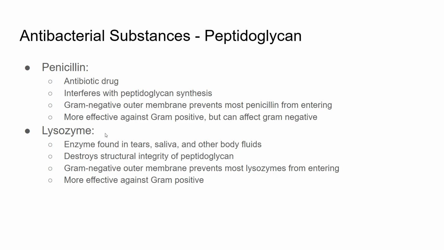Lysozymes are going to be an enzyme, a protein found in tears, saliva, and other bodily fluids. This destroys the structural integrity of peptidoglycan. So this means that gram-negative cells' outer membrane prevents the lysozyme from entering, meaning this is more effective against gram-positive. So in both of these cases, being gram-positive makes them more susceptible to damage to their cell wall.